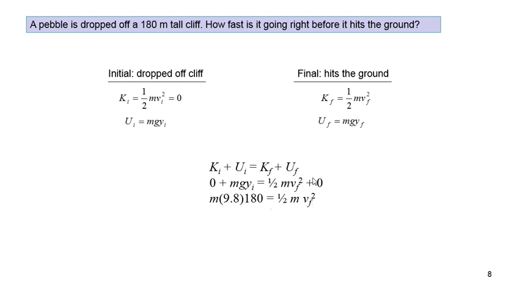You might be wondering, why is this u final equal to 0? It's because y final is 0. I put my y equals 0 at the ground, so the position of the object when it hits the ground is y equals 0. So this number becomes 0, and my potential energy there is 0. Now I can just solve for v final, and I get 59.4 meters per second.